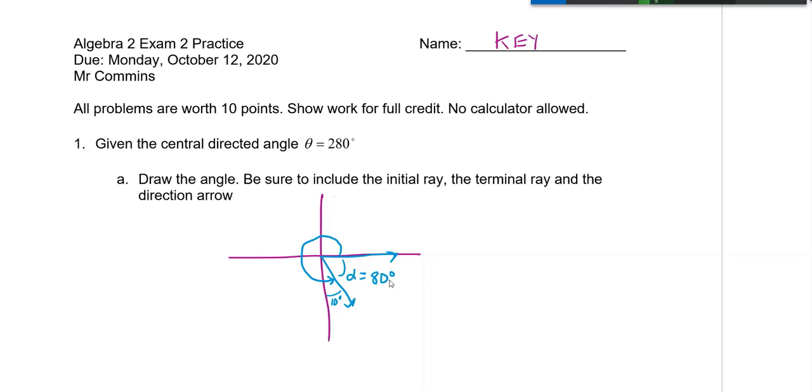The reference angle is always positive, always to the horizontal, never to the vertical, even if the vertical is closer, always up to the x-axis. Notice I put an arrow on the initial ray, the terminal ray, and a direction arrow on the angle itself.